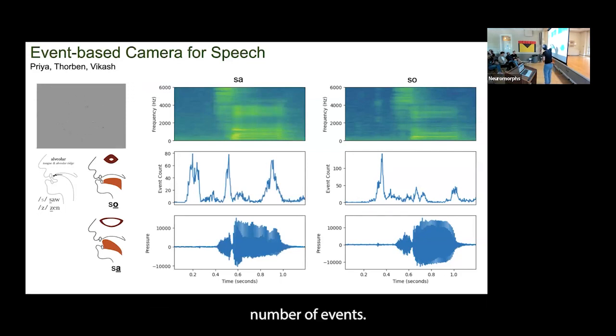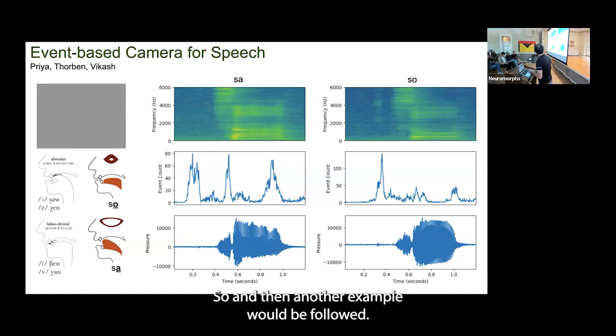this number of events is way bigger, so the movement becomes way bigger. We can also see that the frequencies here are different: in the range of 4,000 hertz, we have a stronger frequency component in the words.